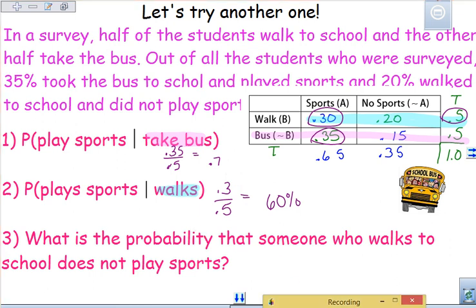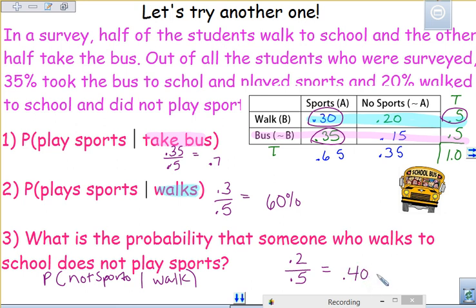Number 3, what is the probability that someone who walks to school does not play sports? So what this one is asking, what is the probability that they do not play sports given that they walk to school? So out of my walkers, out of the blue, so that's 50%, how many are not in sports? 20. So this would give us 40% of kids.